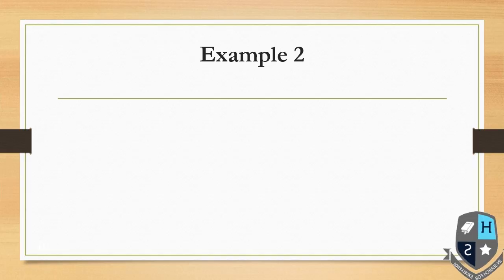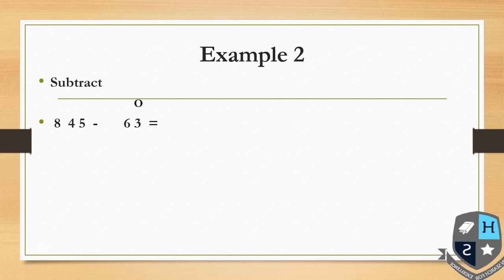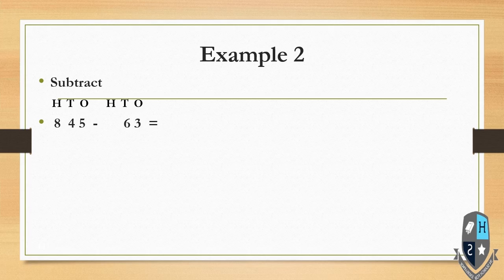Okay, little children, let's go for another example. Here we have 845 take away 63. As usual, we are going to begin writing our place value of each digit. Let's begin from our right hand side. Ones, tens, hundreds. Good. After writing our place values, we are going to begin subtracting ones and ones.